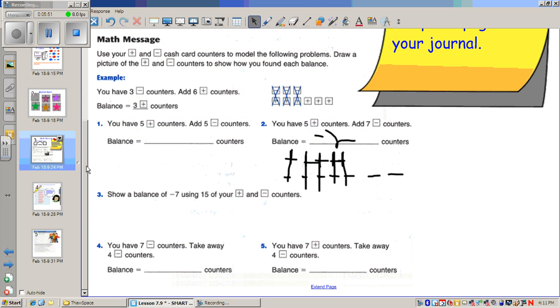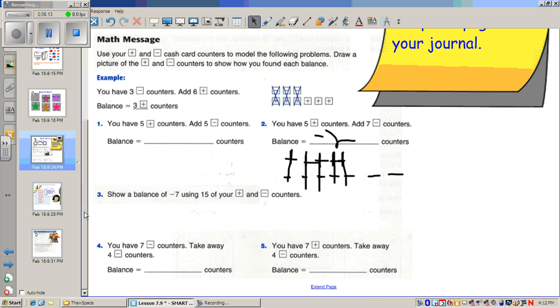Okay. And then on numbers 4 and 5, it says you have 7 negative counters. Take away 4 negative counters. What do I have now? Okay. You have 7 positive counters. Take away 4 negative counters. What am I left with? So on this page, you're doing 3, 4, and 5. So you're adding 3, 4, and 5.